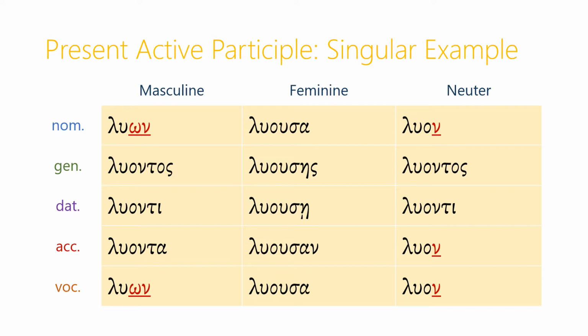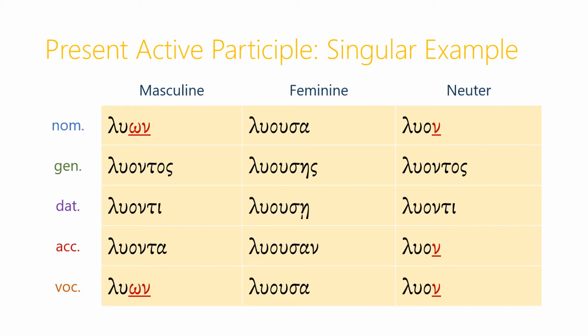Let's look at how these forms work out for a singular example, luo. And again, the point with these charts isn't to memorize every single word on the chart. It's to show us the patterns of forming these participles.